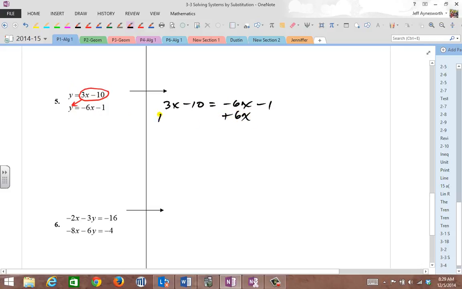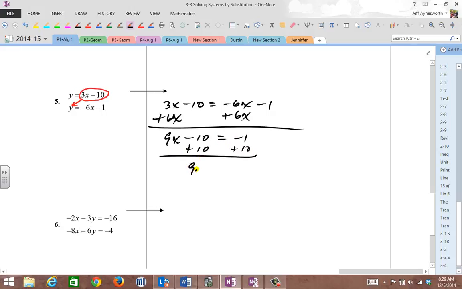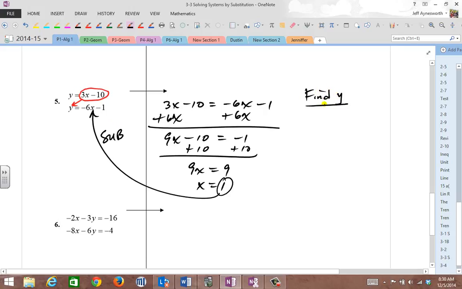So let's go for it. Let's add the opposite on both sides and line up like terms. Let's add the opposite again here. 10 minus 1 is 9, and so x has to be 1. 9 times 1 is 9. And then you just substitute back again. You got to take that and substitute it in here, either equation, it doesn't matter, to find y. So let's go ahead and do that.